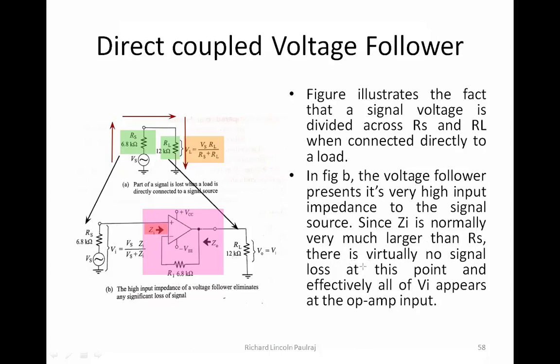So there is virtually no signal loss at this point, and effectively all of the voltage levels appear at the op-amp circuit. Okay, so this resistance Rs is very low, and Zi impedance is very high. So basically you can understand that all of the signal, when I say signal, all of the voltage levels are actually going to pass through, and there is not going to be any flow of current. Okay, so I hope till this point you all are clear, right? Can I move on to the next concept?